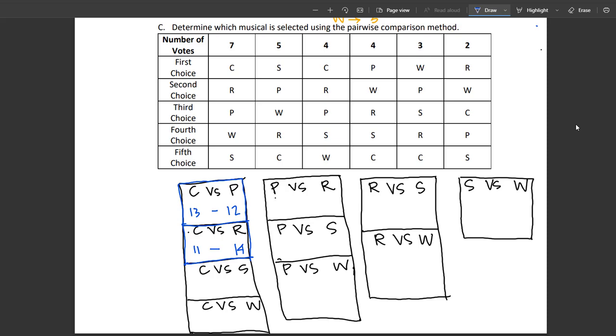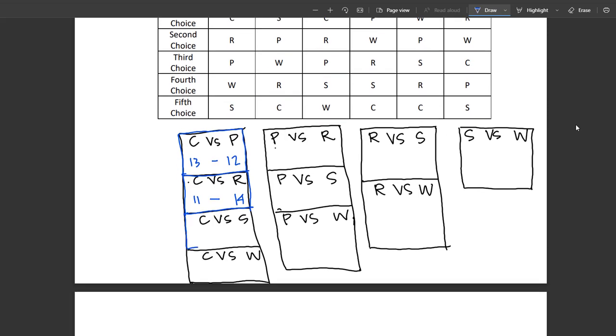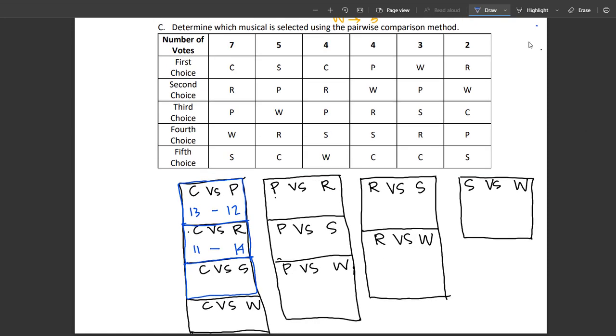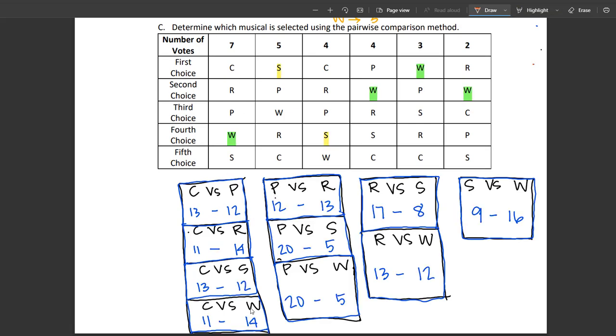So we are going to continue going through and comparing each of these musicals to all the other musicals and counting who has the higher ranking for points. We can now look through each of these comparisons and see who the winner is for each different comparison. So whoever is higher. On the first one, Cabaret versus the Producers, Cabaret has 13, so they're higher. On the second one, Rent is higher. Cabaret is higher on this one. And we are going to go through and do this for each of these comparisons.